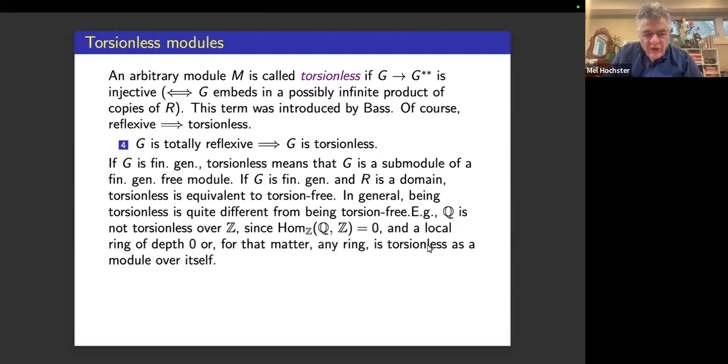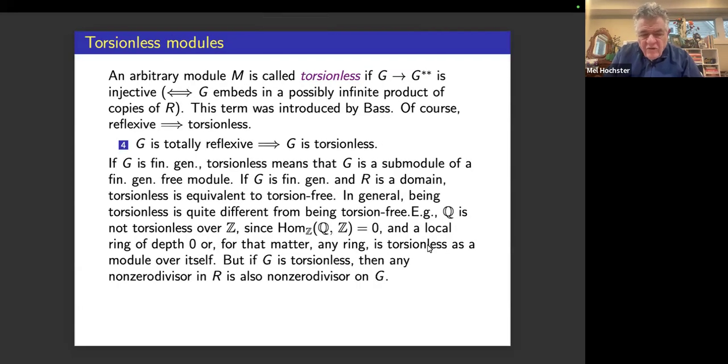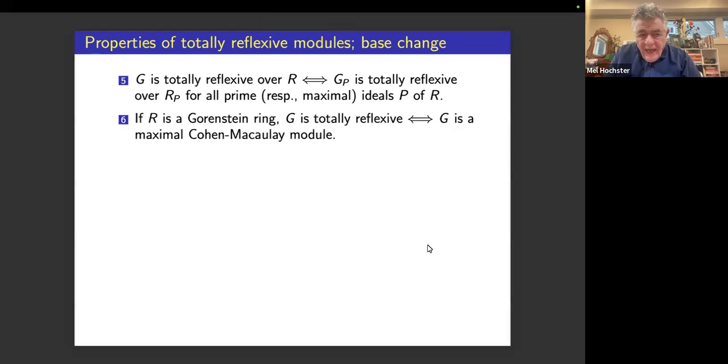And over a local ring of depth 0, whatever you think about torsion, it is torsionless as a module over itself. Any ring is torsionless as a module over itself, no matter how many zero divisors it has. But the non-zero divisors in R are non-zero divisors on the torsionless module. And this totally reflexive property is local on primes or on maximal ideals. And in the Gorenstein case, totally reflexive is equivalent to maximal Cohn-Macaulay module.